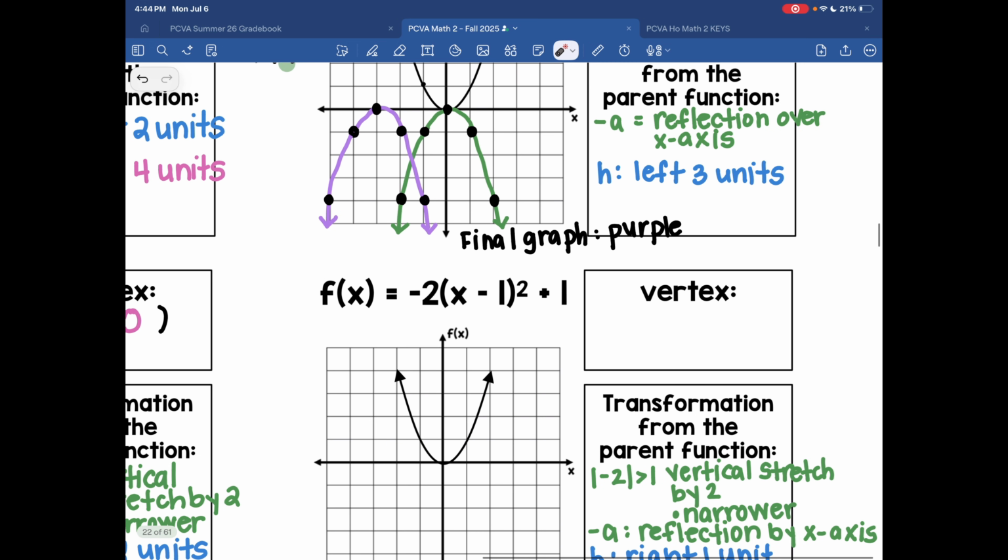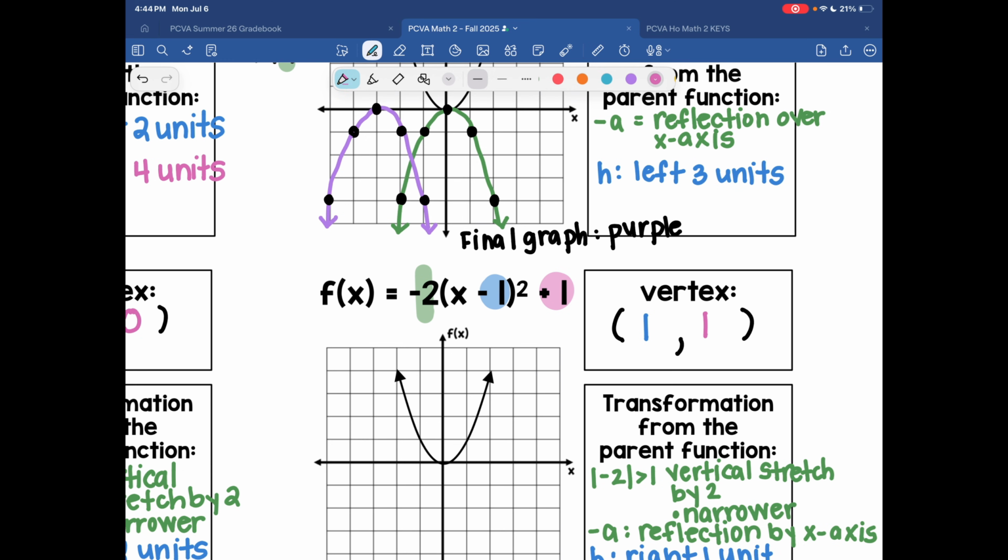Now, we got a lot going on with this one. So we do have an A value. That A value is actually going to cause some dilation and a reflection. We have an H value that's going to cause us to go left or right. And we have a K value that's going to cause us to go up or down. So my vertex is going to have the opposite of that -1 to make it positive. And the K value is also 1.